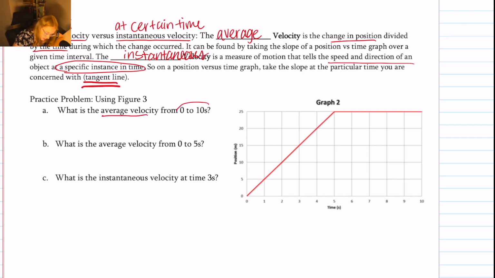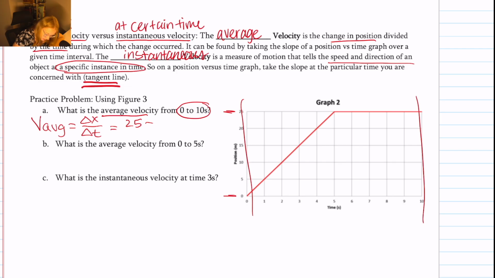What is the average velocity from 0 to 10 seconds? So it wants the total graph. Okay, so change of velocity is going to be change in position over change in time, or final minus initial, right? So let's look at position. Final position is 25 minus 0 because she started at 0. And then change in time, we're talking about 10 seconds to 0 seconds. Okay, so 25 over 10. Looks like her average speed is 2.5 meters per second.